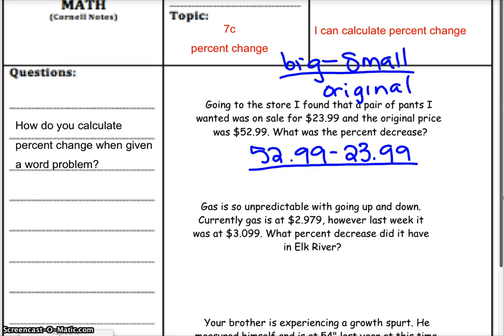What was the original cost of the pants? $52.99. And what's that going to be? $52.99 take away $23.99 is $29 over $52.99. Divide that by $52.99. And I get 54.7%. Increase or decrease?